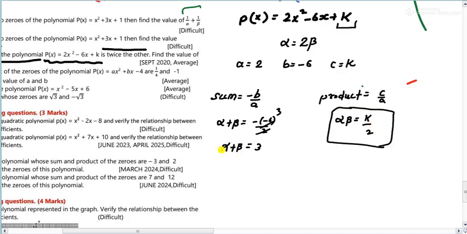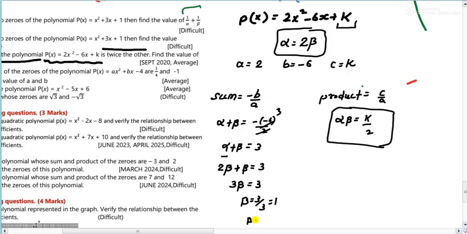Now come again to this part. As per the data, what can we write alpha as? Yes, 2 times beta. So I will substitute here alpha as 2 beta and beta as it is, which is equal to 3. If we solve this, this becomes 3 beta, which is equal to 3. So beta is 3 by 3, that is 1. So what is the value of beta? 1. So what will be alpha? It is 2 times beta, no? So 2 into 1, alpha will be equal to 2. Got this?